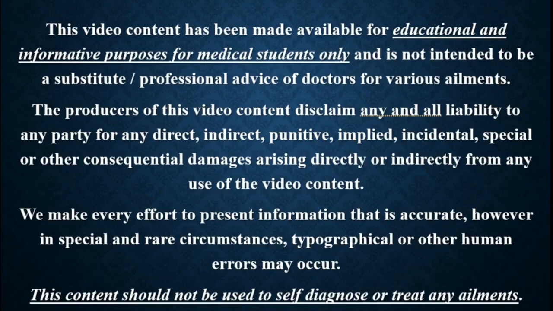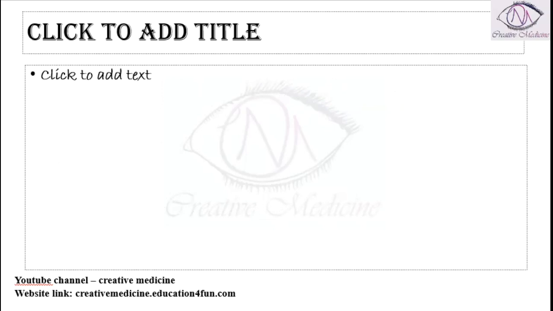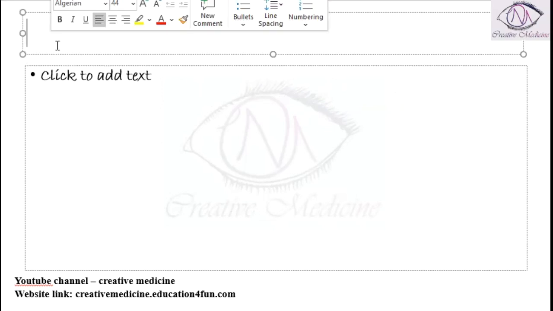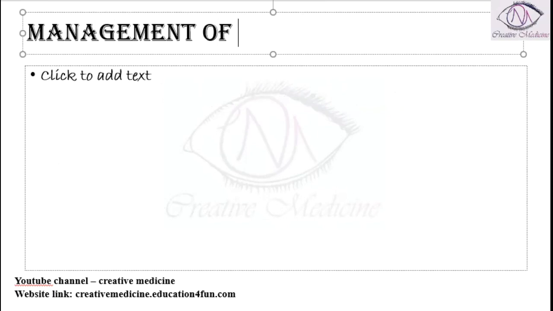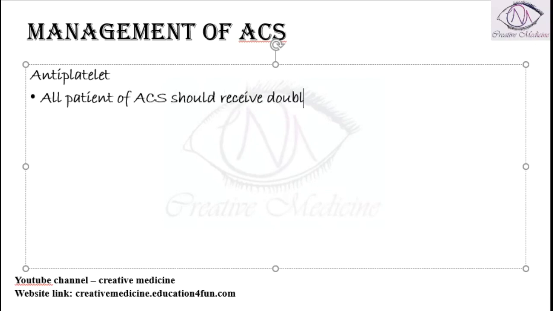In this lecture, we will learn about the management of acute coronary syndrome. First, antiplatelets are given to the patient. The main guideline is that all patients of acute coronary syndrome should receive double antiplatelet therapy, not a single antiplatelet.